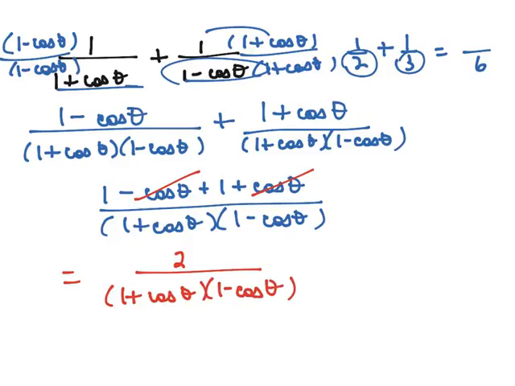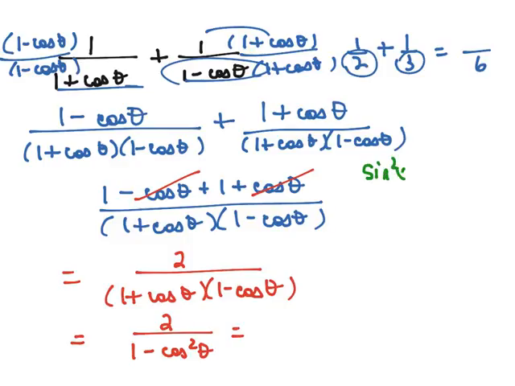And so that is an answer, but it's not as simplified as it could be. If we go ahead and multiply this denominator together, we'll have 2 over, notice this is a difference of squares, 1 plus the cosine of theta times 1 minus the cosine of theta would end up to be 1 minus cosine squared.